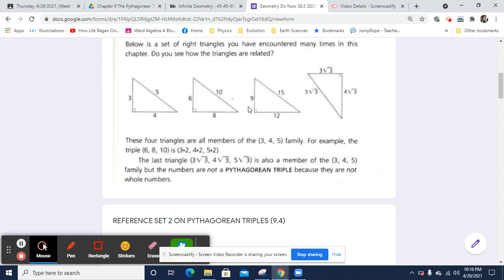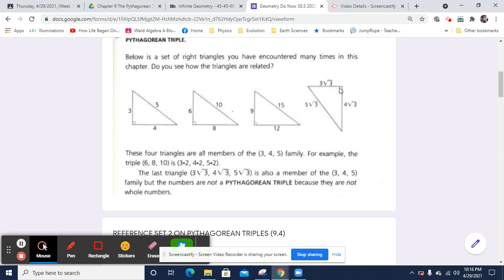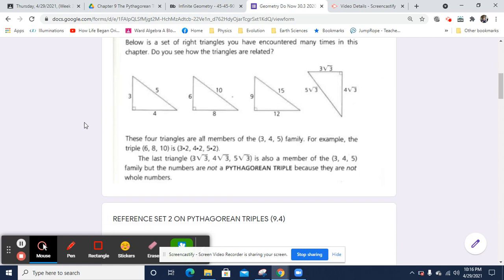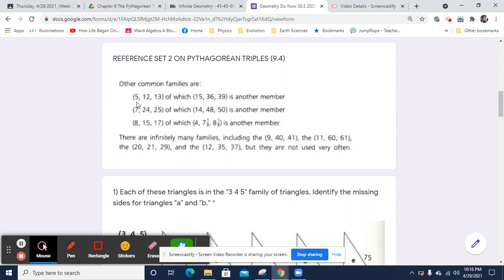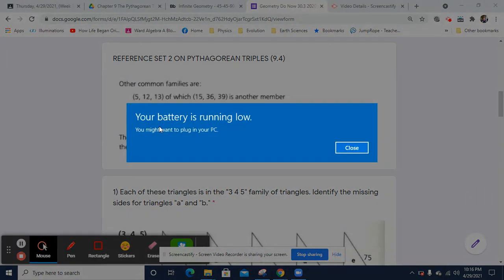And 9 squared is going to be 81. 12 squared will be 144. And 81 plus 144 will equal 225, which is 15 squared. And over here, we're just scaling the 3, 4, 5 triangle up by a factor of the square root of 3. All right, now, down here, we've got a couple of other types. There's an infinite number of Pythagorean triples. The 5, 12, 13 one, the 7, 24, 25 one, and the 8, 15, 17 one.